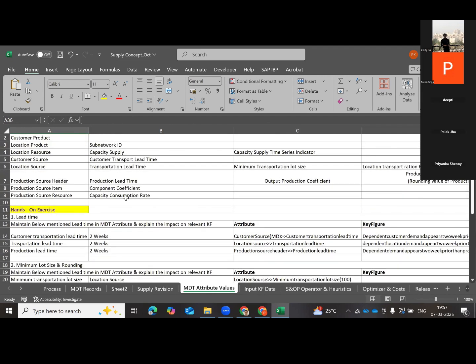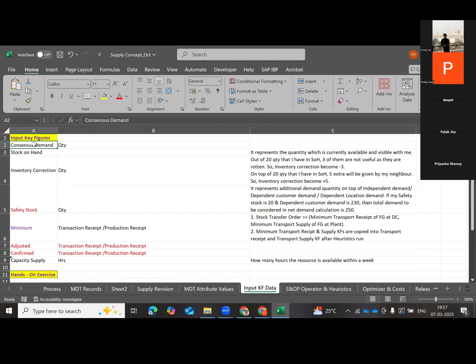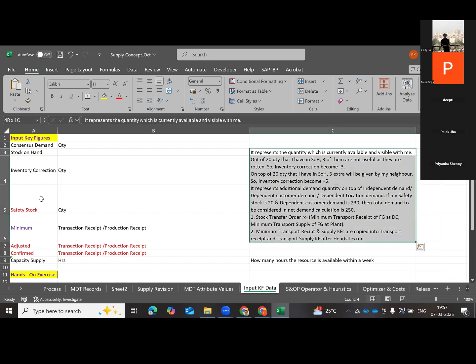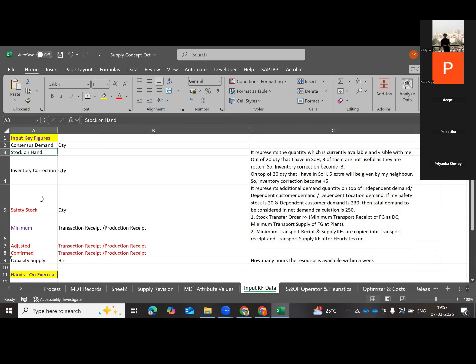Now input key figure data. So consensus demand quantity, consensus demand, we know it is coming from the demand planning. Stock on hand is one of the input key figures. Then inventory correction, we did not talk about. Safety stock, minimum adjusted, all these we did not talk about because these are a little bit advanced. We have noted the meaning of these key figures, but for now it will be difficult for you to understand the meaning even if you read it. So stock on hand you understand, but then inventory correction, etc.